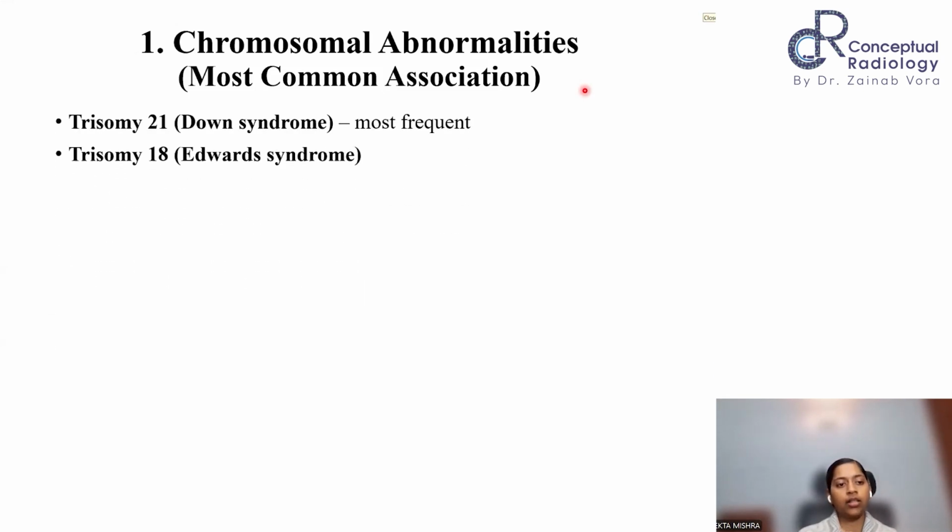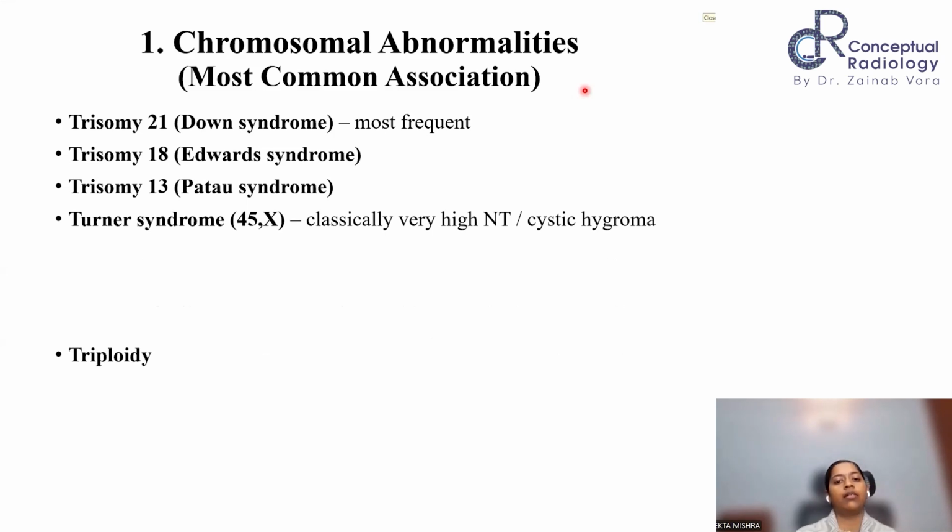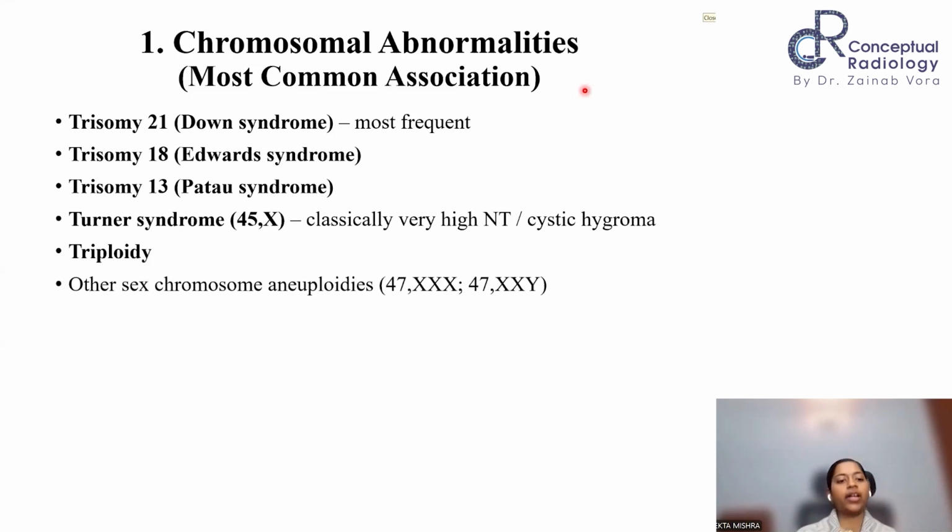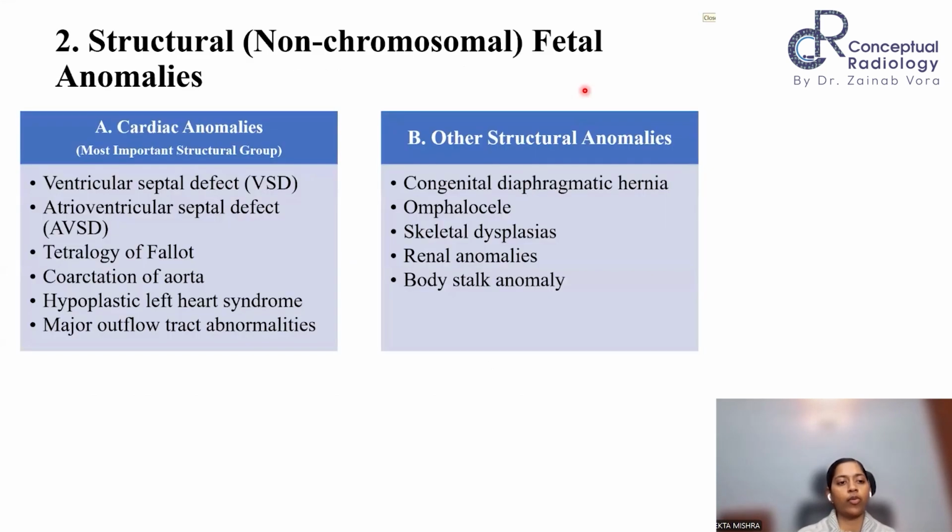So first, most commonly we have seen that chromosomal abnormalities manifest in the form of increased nuchal translucency. So first is trisomy 21, 18, 13, all three trisomies. Turner, very high NT. Triploidies, then the sex chromosome aneuploidies. Then there are some structural anomalies, the non-chromosomal ones, the ones that ultrasound picks. So you have cardiac abnormalities: VSD, AVSD, TOF, coarctation. These are the cardiac defects that are associated with increased NT.